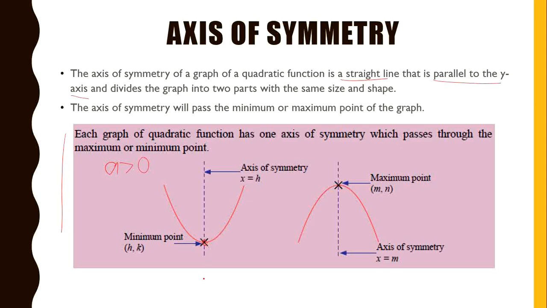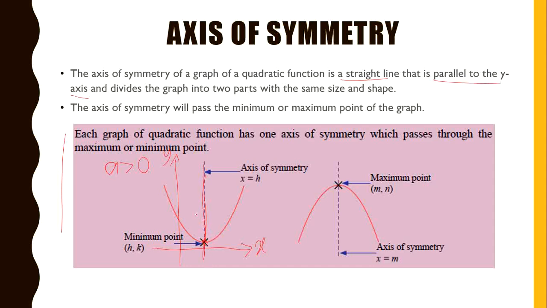Mana axis of symmetry dia? Axis of symmetry dia di sini. Straight line yang parallel dengan y-axis. Y-axis tak lukis pun tak apa, kita dah tahu y-axis memang macam ni. This one is y-axis, this one is x-axis. So dia punya axis of symmetry adalah straight line yang parallel dengan y-axis yang melalui minimum point.